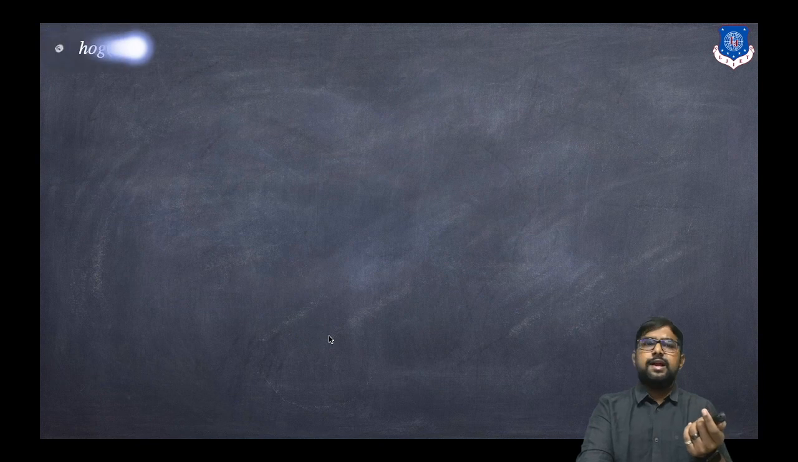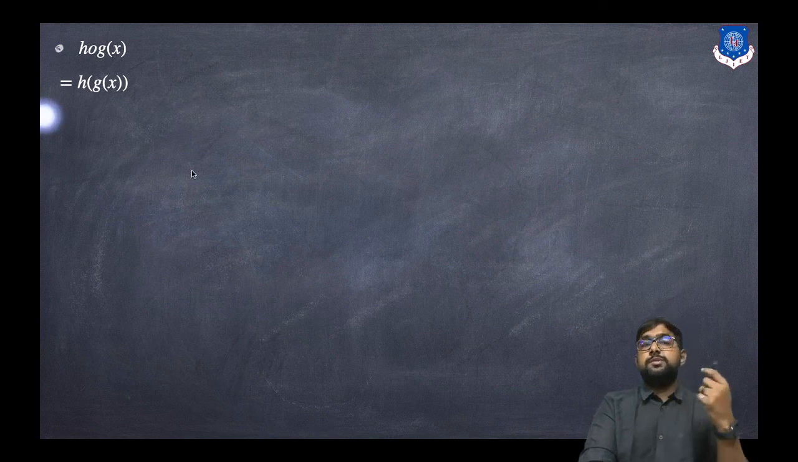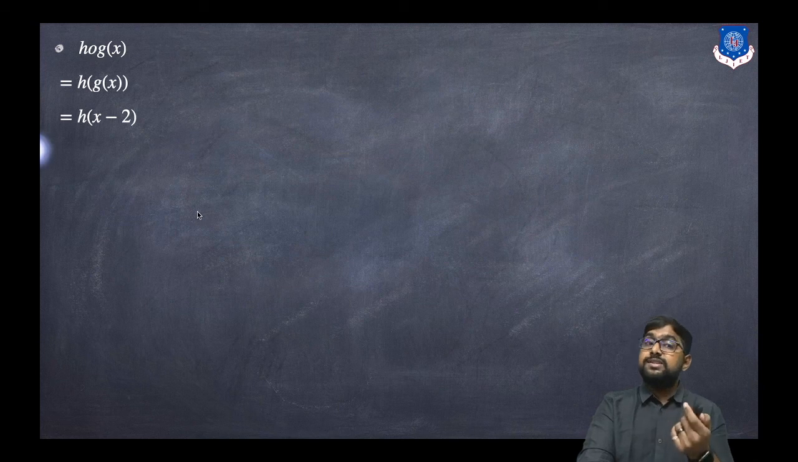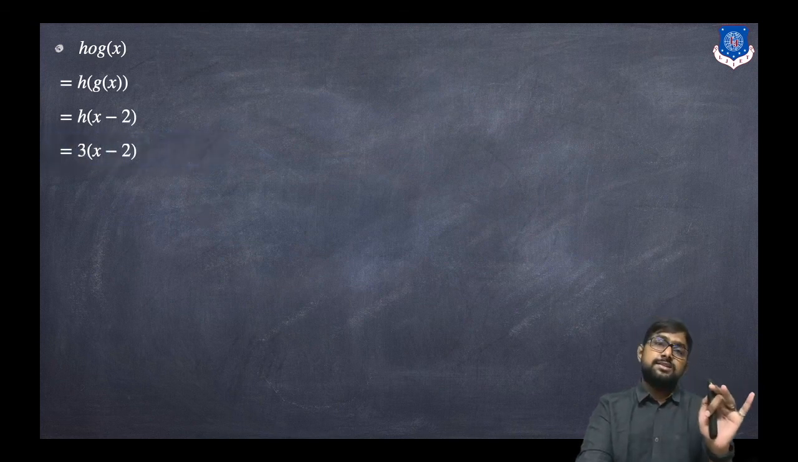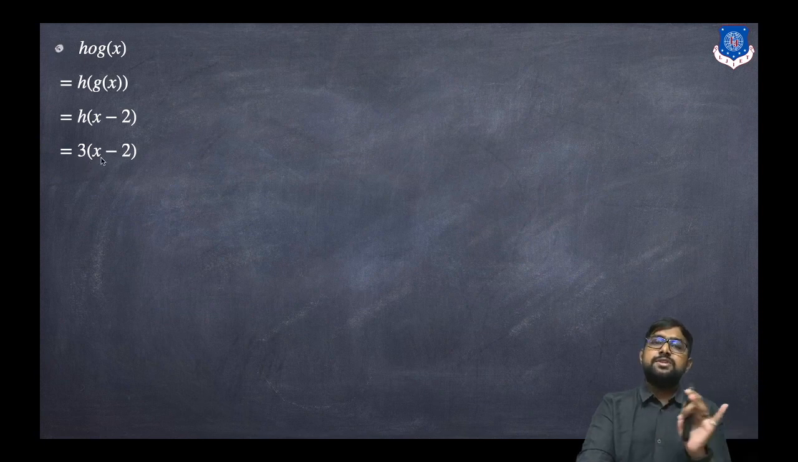Let us take (h∘g)(x). What is (h∘g)(x)? That is h of g of x. Now substitute the value of g of x. So g of x is x minus 2. Now what is h of x? h of x is 3x. But here instead of x we have x minus 2. So 3 times x minus 2. And that is 3x minus 6.